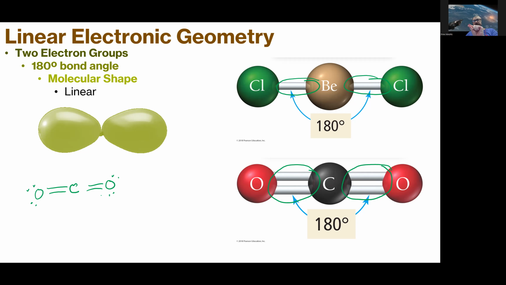Anything that has 2 electron groups has a linear electronic geometry or a linear geometry, which means these guys are 180 degrees away from each other. That's as far away from each other as they can get.